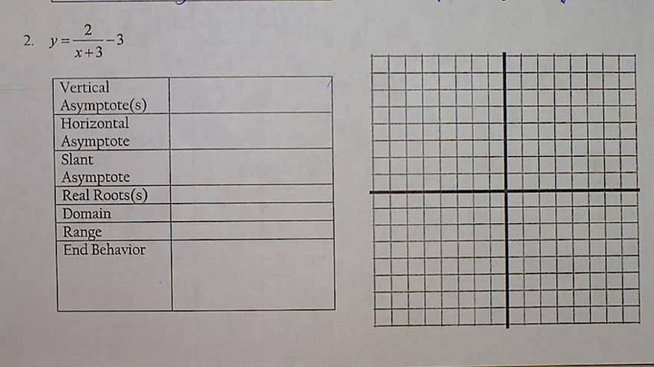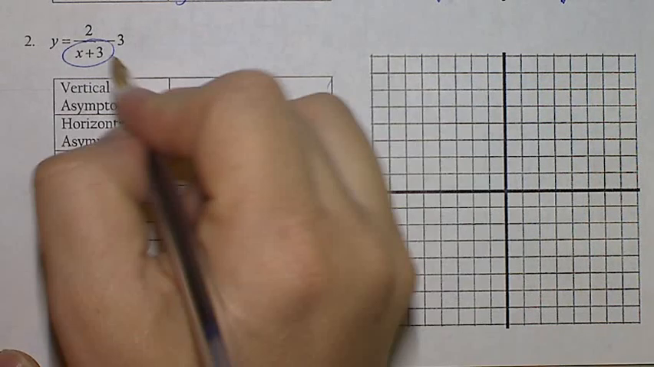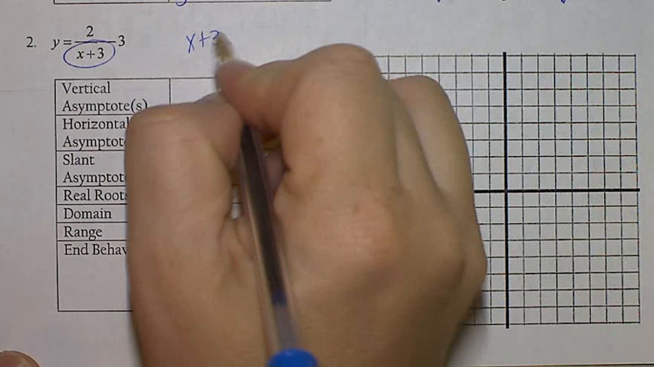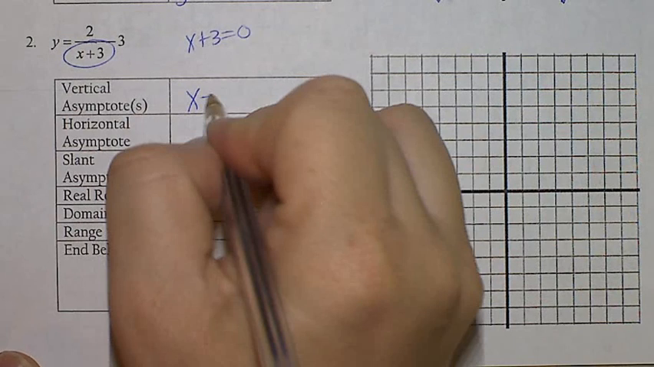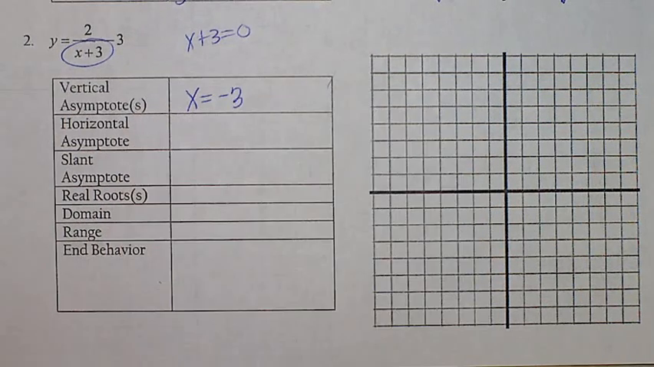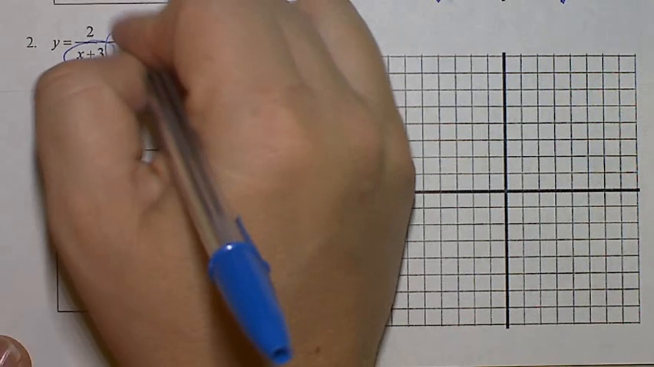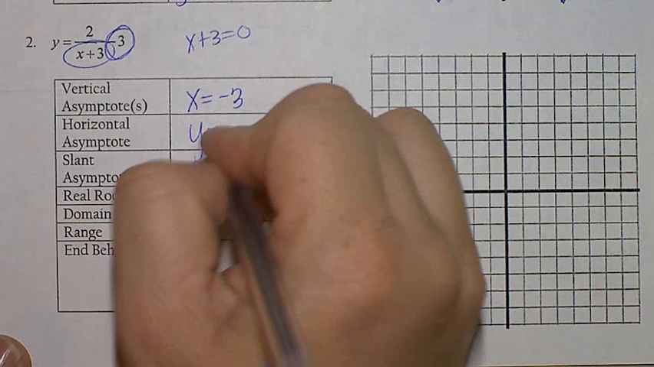Okay, number 2. So number 2, again, we choose the vertical asymptote from the bottom. So what makes this expression equal to 0? It would be the value x equals -3. Horizontal asymptote in graphing form would be the number in back, y equals -3.